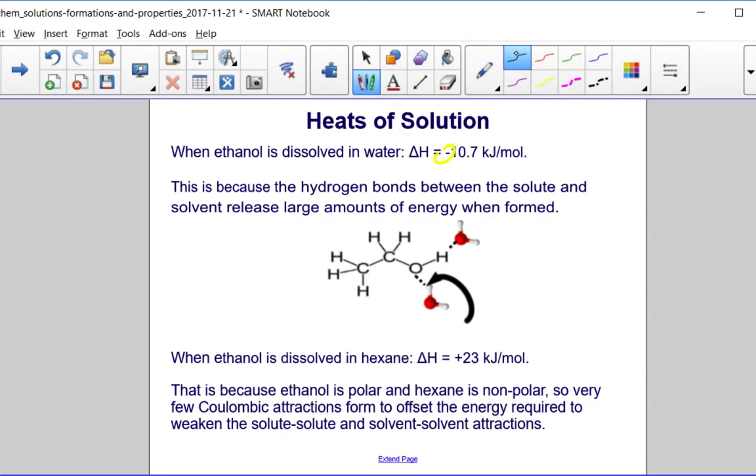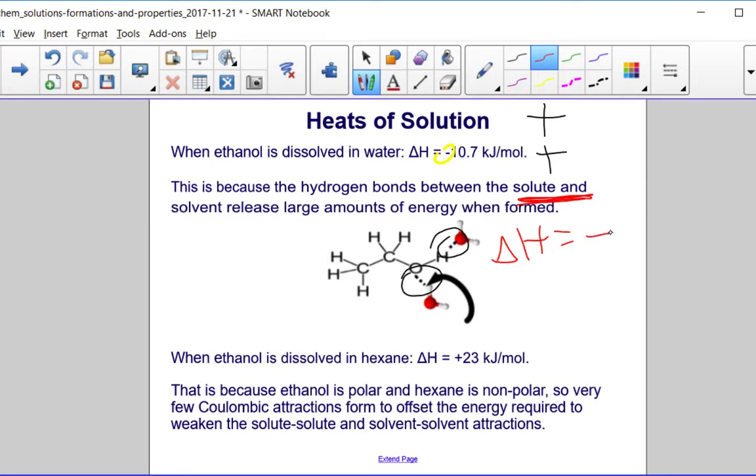So remember that it requires enthalpy to break apart the ethanol. It requires enthalpy to break apart the water. But then remember that when the coulombic attractions form between the ethanol and the water, in this case, we get the formation of these hydrogen bonds between the water molecules and the ethanol molecules, and that's a very, very big negative enthalpy or release of energy, and so the net delta H is overall negative.